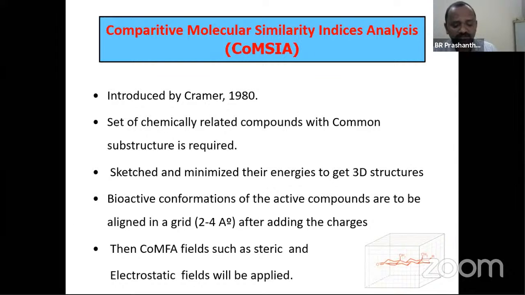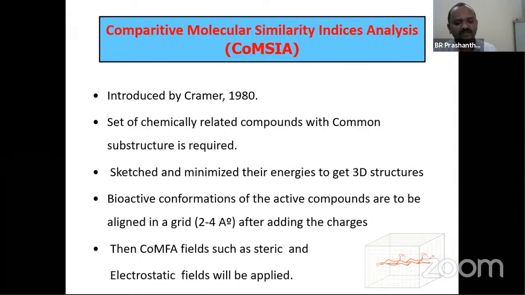Before putting it into the grid box, we have to add charges, because these atoms will carry charges. Just like in the periodic table of elements, different elements have different electronegativity and electropositivity. Some are electronegative, some are electropositive, so we have to give the right charges to all these atoms. Then we can name that molecule and put it into the training set or test set.